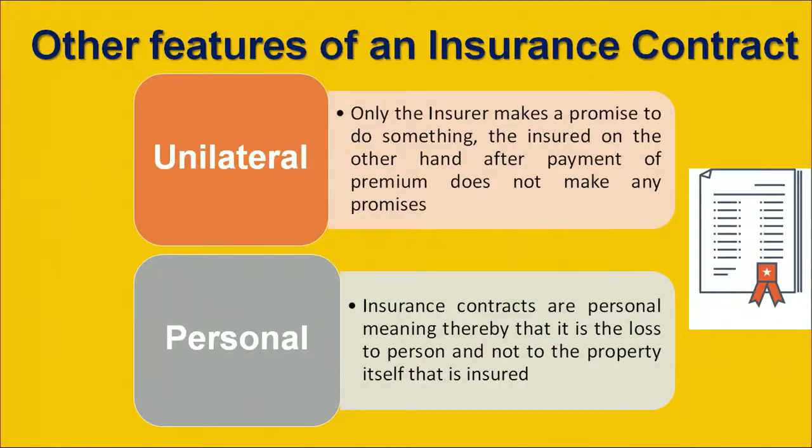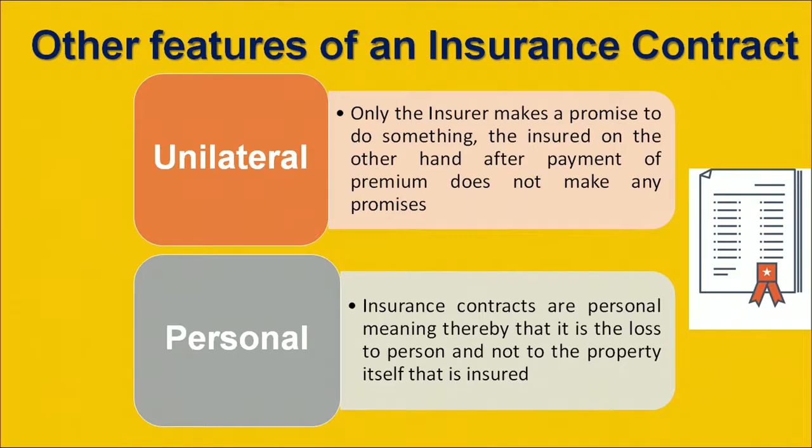It is also unilateral in nature. When we say unilateral, it means that it is single directional. Only the insurer makes a promise to do something. The insured, on the other hand, after payment of the premium, does not make any promises. So the contract says that I pay the premium, and on the occurrence of the insured event, the insurer will pay me the compensation. So once the insured pays the premium, his obligation ceases there. Now it is on the insurer to pay the claim or the sum assured or the benefit to the customer when the insured event occurs.